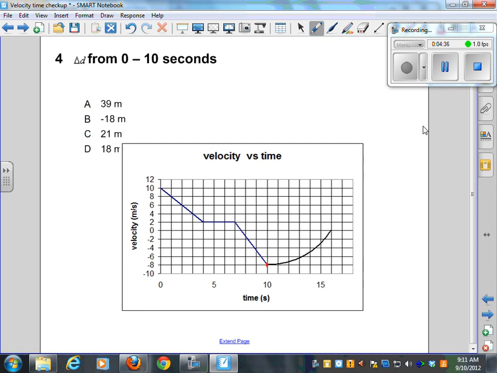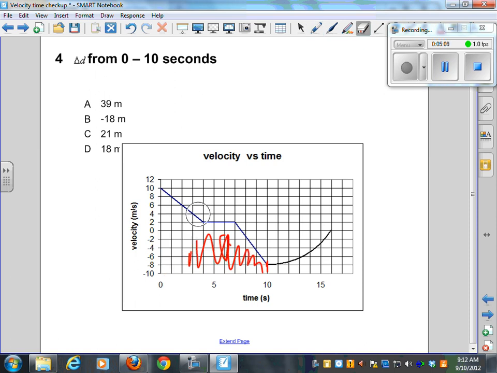Number 4, delta D from 0 to 10. Now, what do we do when there's part of the graph above and part of the graph below? Courtney, do you remember? What do you do when part of the graph is above and part of the graph is below? We now know that we're talking about the area. What do I do with the stuff that's below? Do you remember? I'll show you what not to do. Some people want to do this. They want to find the area of all that stuff to there. Is that right? How come?